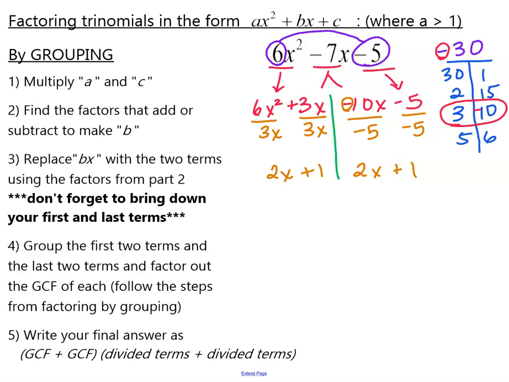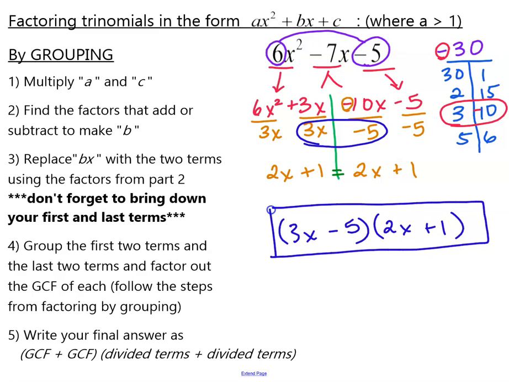So just like when we were practicing factoring with grouping before, after you've divided the GCF out on each side, those two are equal to each other, which is what you want. So to write our final answer, we're going to take the two GCFs in the first set of parentheses. So take the 3x and the negative 5, one from each side, the 3x minus 5, and then your divided terms, the 2x plus 1, the thing that's equal on both sides, that's going to go into the other set of parentheses, and this is your final answer.